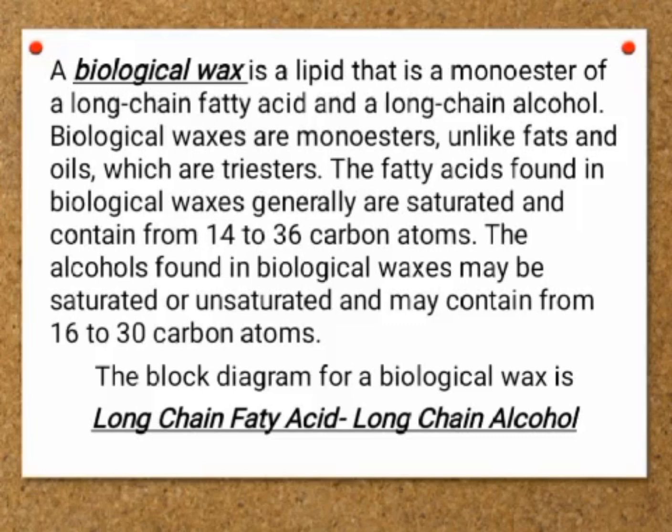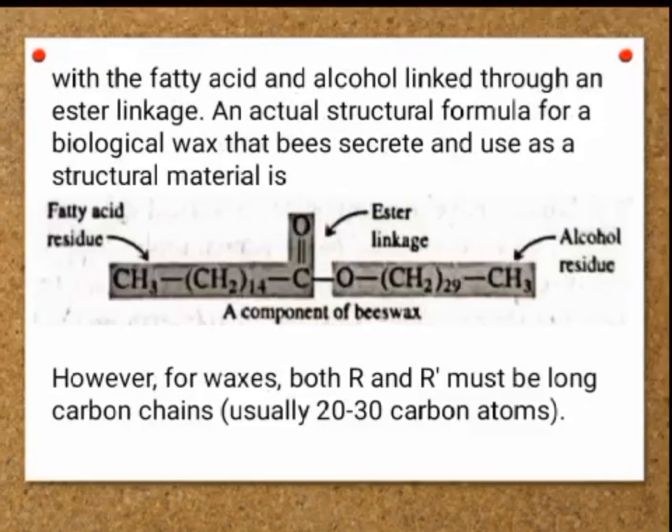plants and animals. So the block diagram for a biological wax is, as you can see, the long chain fatty acid and long chain alcohol. With the fatty acid and alcohol linked through an ester linkage, an actual structural formula for a biological wax that we secrete and use as a structural material is this one. However, for waxes, both R groups must be long carbon chains, usually with 20 to 30 carbon atoms.